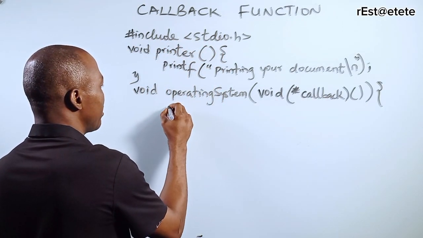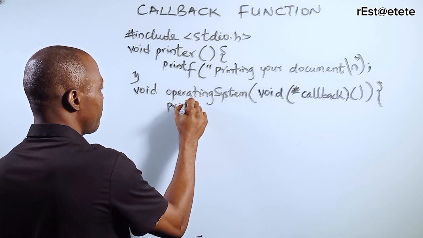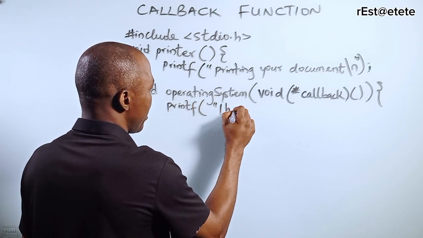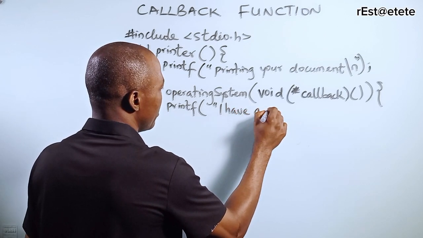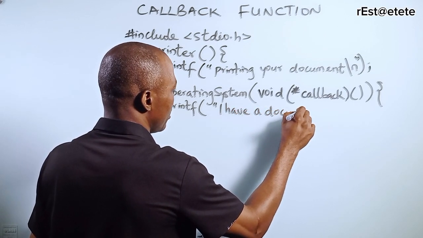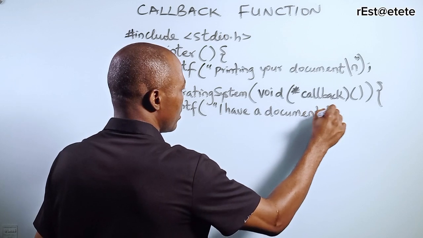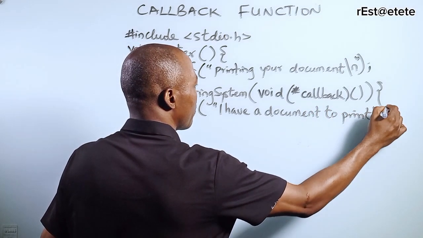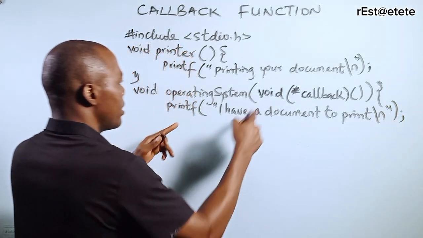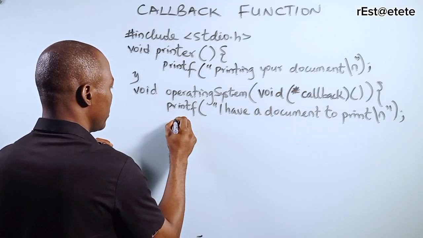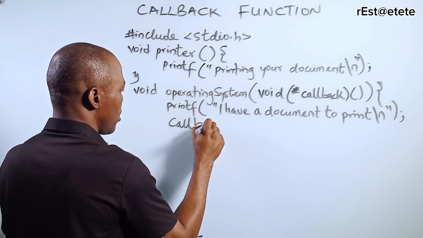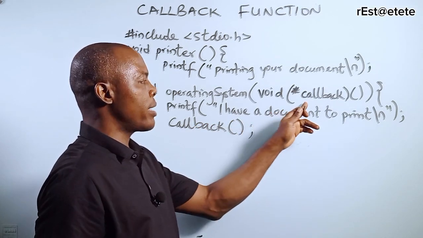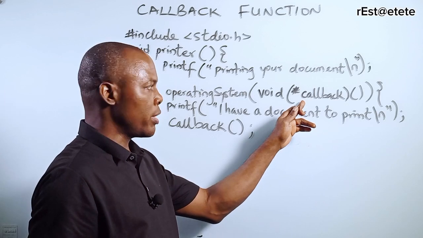Now inside this operating system, I'm also going to call my printf, and I will say I have a document to print. Right? Then I'll call this callback. So this is how you call back a function using the function pointer, right?